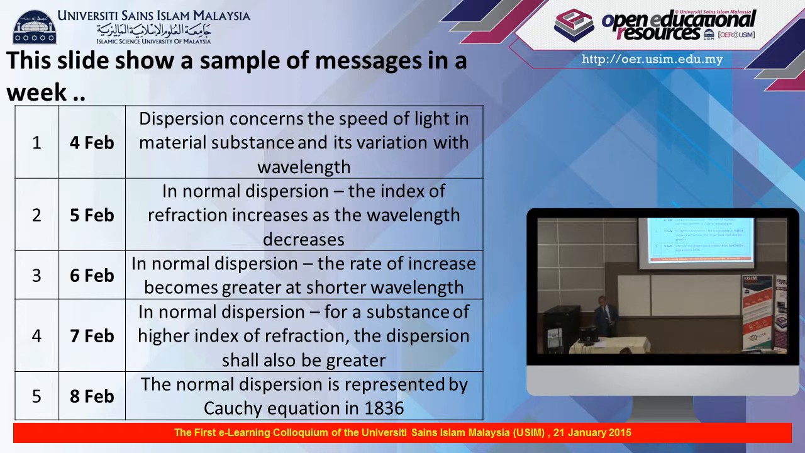If you look at the message, it is very straightforward. This is a course called optics. The first message is on dispersion. If in an exam I were to ask them, what is the definition of dispersion? The first message is the exact answer. The second, third, and fourth messages are the characteristics of normal dispersion. If I were to ask them in an exam, give me 3 characteristics of normal dispersion, message number 2, number 3, number 4 are the exact answers. It's the same content that can be found in the book.